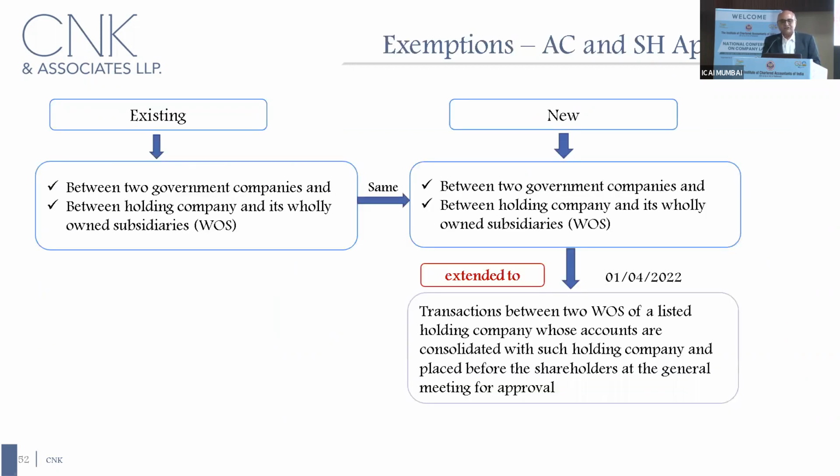There are several exemptions also. Government company exemption is there, but it now exempts two wholly owned subsidiaries of a listed entity. It doesn't exempt all subsidiaries, but if there are two wholly owned subsidiaries, then it exempts transactions between them, because then it is anyway captured at the holding company level and eliminated on consolidation.